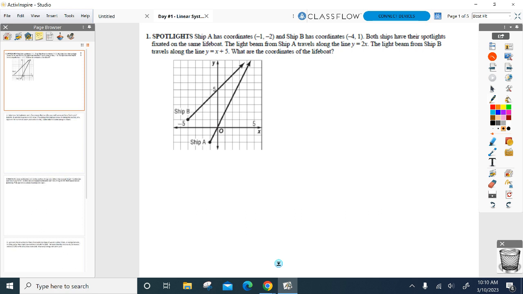So here's the deal here, guys. I got two ships. I got ship A and I got ship B. And they both have an equation associated with them. Ship A, y equals 2x. Ship B, y equals x plus 5. And I want to know what the coordinates of the lifeboat are. The lifeboat, if you read, is where those two ships cross each other. Okay, when they cross each other. So basically, when are those two equations going to be equal to each other?